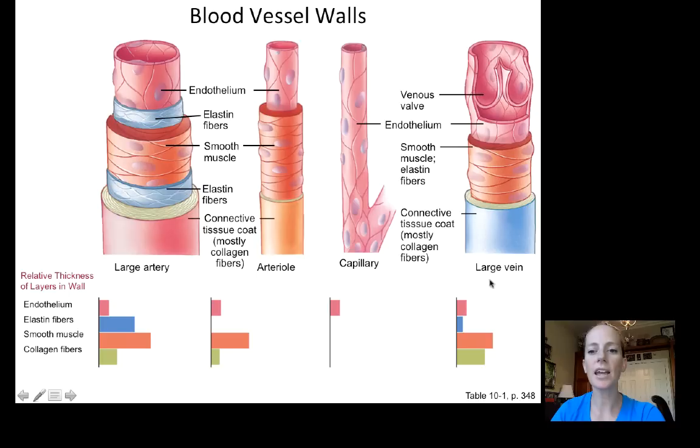So this is a summary diagram for your reference to compare large arteries with their elastic tissue, arterioles with primarily smooth muscle tissue, capillaries with primarily endothelial tissue, and then the large veins, which have smooth muscle but very little elastic tissue.